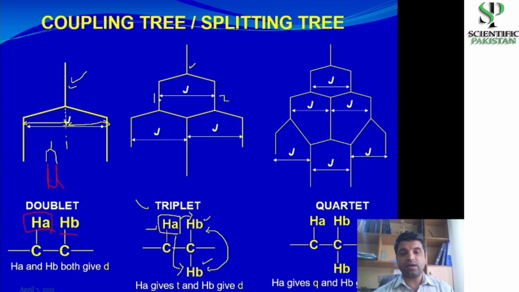So this line will be split into two with the same magnitude as the first one, and this line will also be split into two with the same magnitude as the first one. But what happened as a result is that the central lines of these two splittings merge together. And why do they merge together? It is because this splitting J is exactly equal to this splitting J. Let's explain it with the help of some measurements.